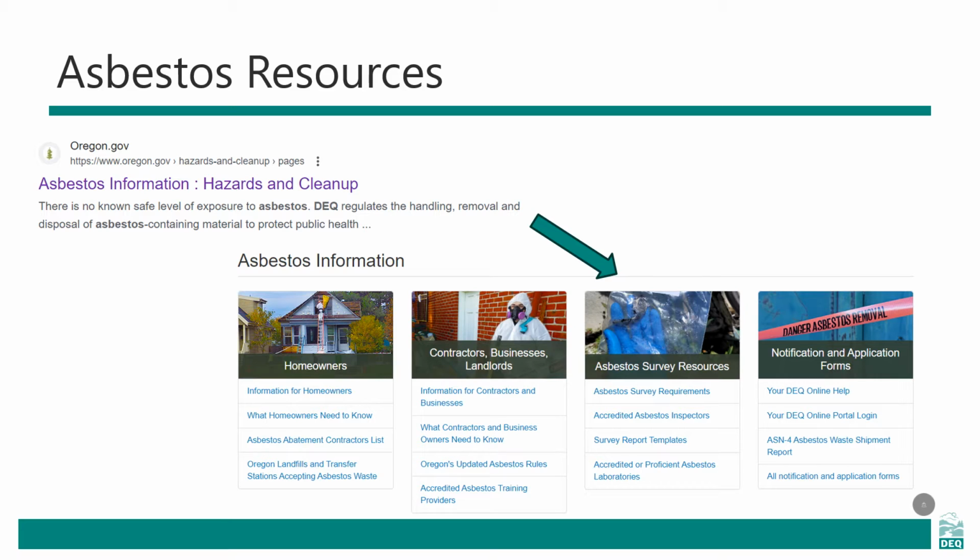The quickest way to find DEQ's asbestos website is to search for Oregon DEQ Asbestos and select the search result titled Asbestos Information, Hazards and Cleanup, as shown at the top of this slide. This will take you to the asbestos homepage where you can navigate between multiple sections to find the information you need.